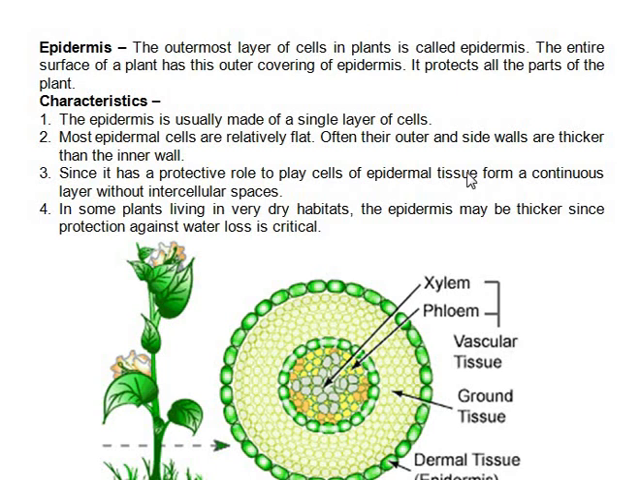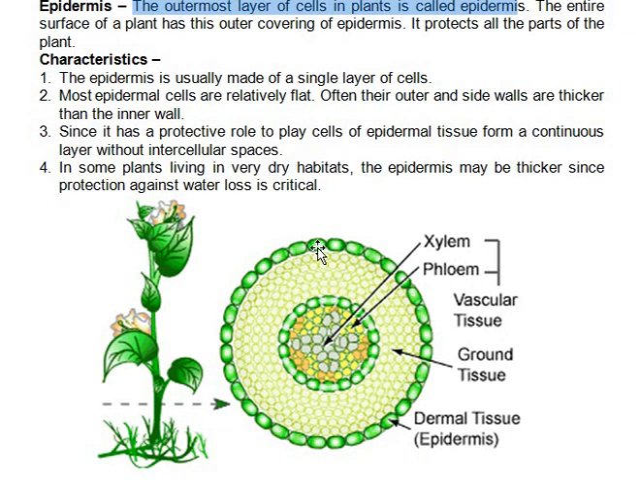Good afternoon, students. So with the continuation of the previous video, let's discuss another important topic of the chapter tissue, that is epidermis. So first of all, you should know what epidermis is and what its characteristics are. The outermost layer of the plant is known as the epidermis.